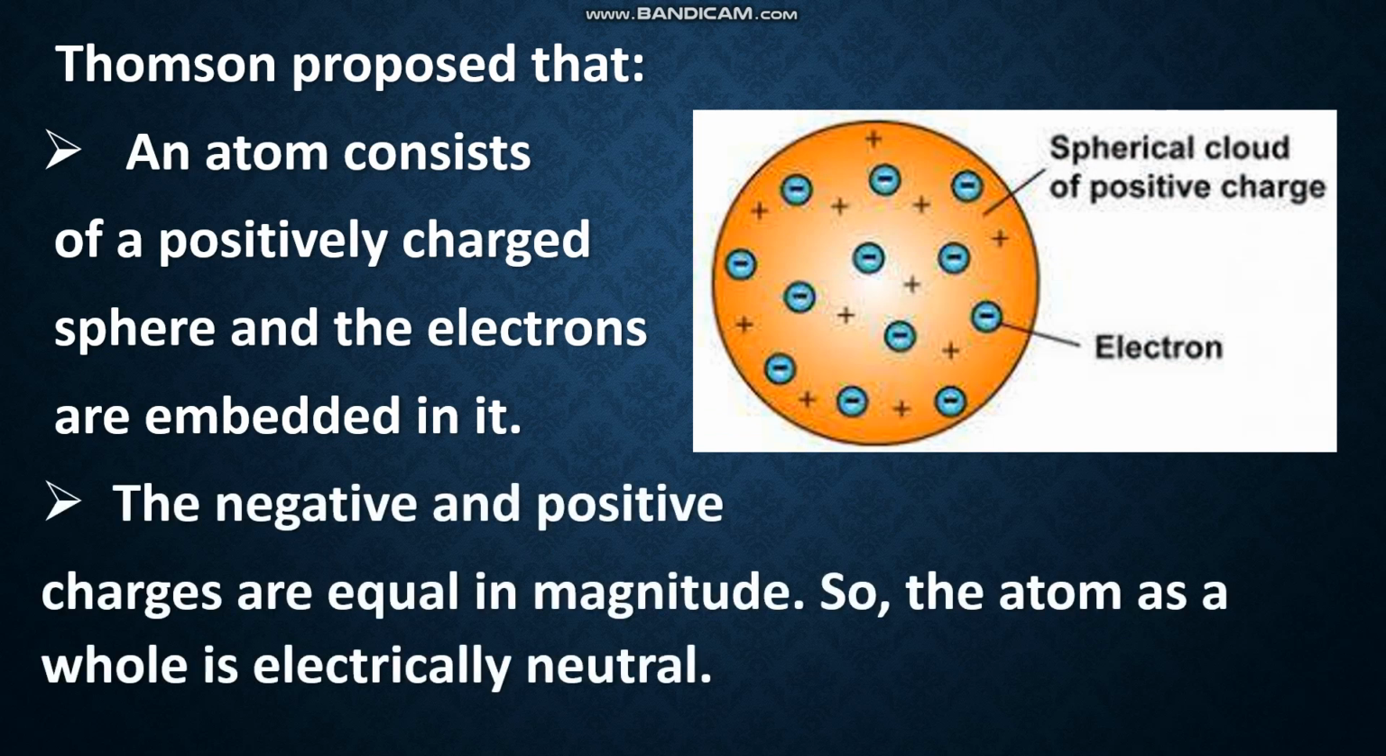The negative and positive charges are equal in magnitude. So, the atom as a whole is electrically neutral. So, here you can see atom consists of a positively charged sphere in which the electrons are embedded or studded in this. And the total magnitude of the positive charge is equal to the magnitude of total negative charge. That's the reason atom is electrically neutral.